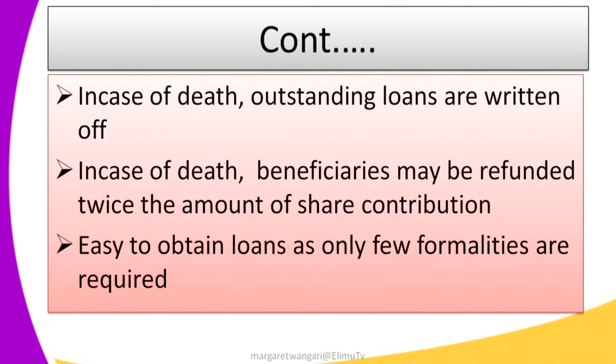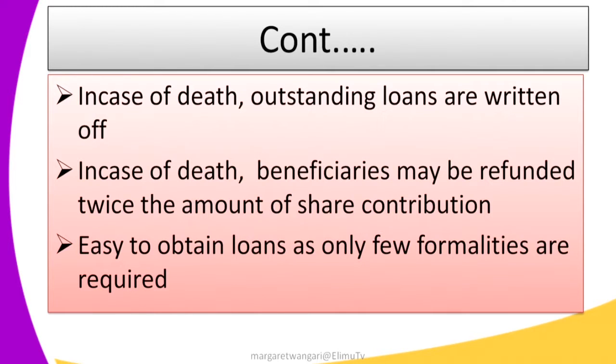Let's continue with the advantages. The other advantage is that in case a member dies and maybe has a loan, the outstanding loans are done away with, a term which we refer to as written off. They are done away with because the person who had borrowed the loan has died. So there is no stress to the family members that the SACCO will come and claim their personal property. No, that is not the case. In case one dies without having cleared a loan, it is written off.